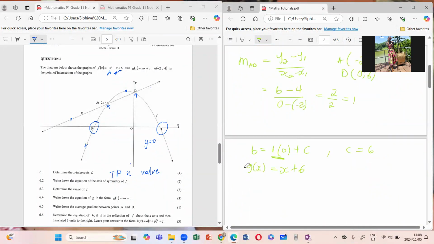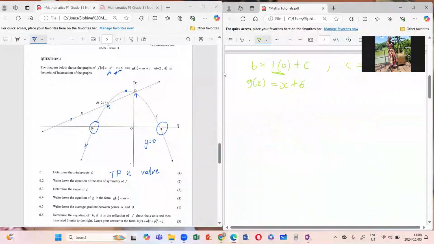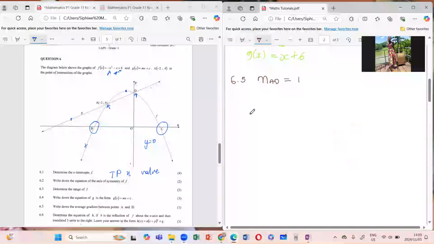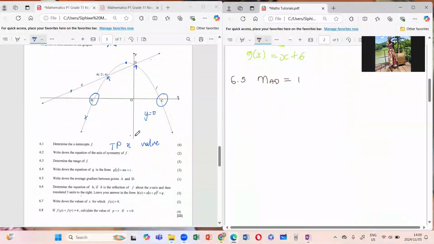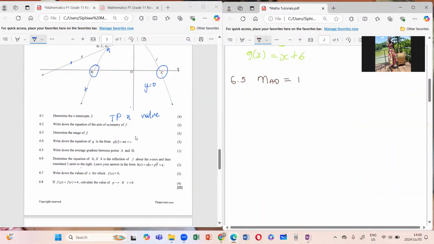Then 6.5. The average gradient between point A and D, which is equal to 1. That is why they are saying write down, not necessarily calculate, because you must take the value and just write it instead of recalculating it. So that is that for 6.5, which was straightforward.